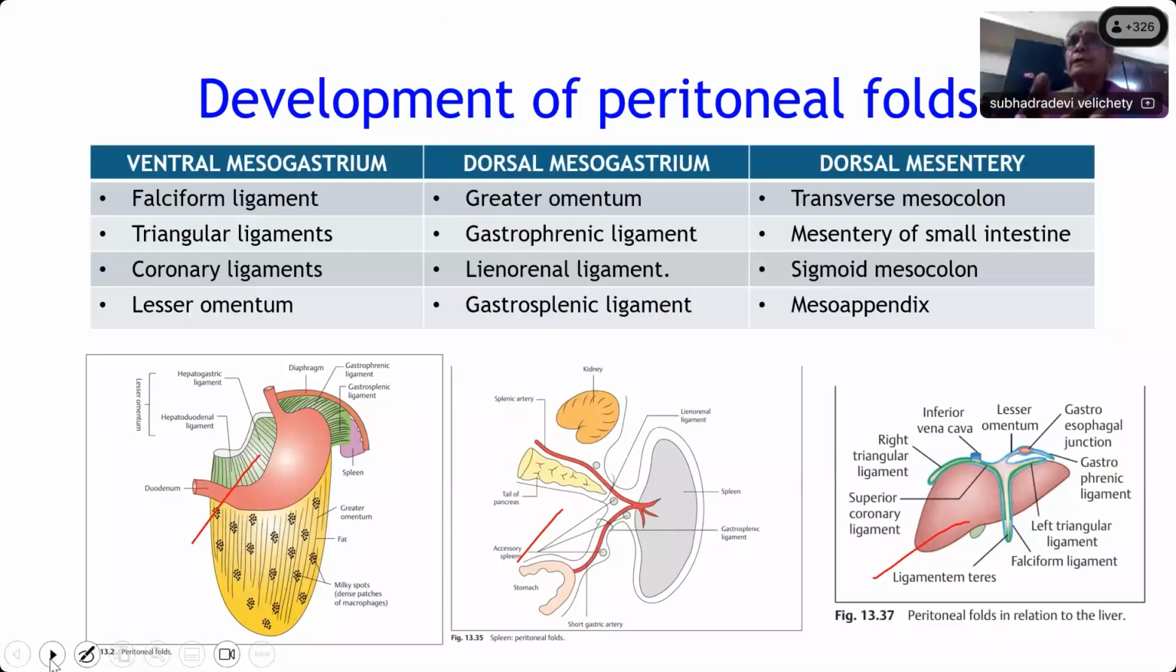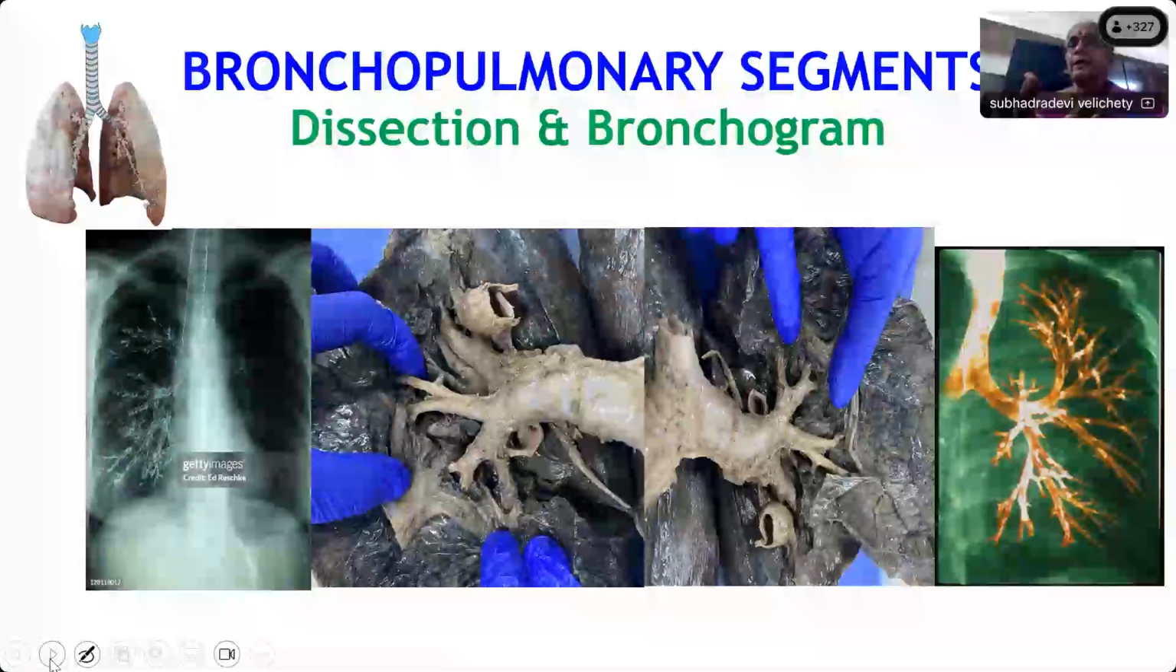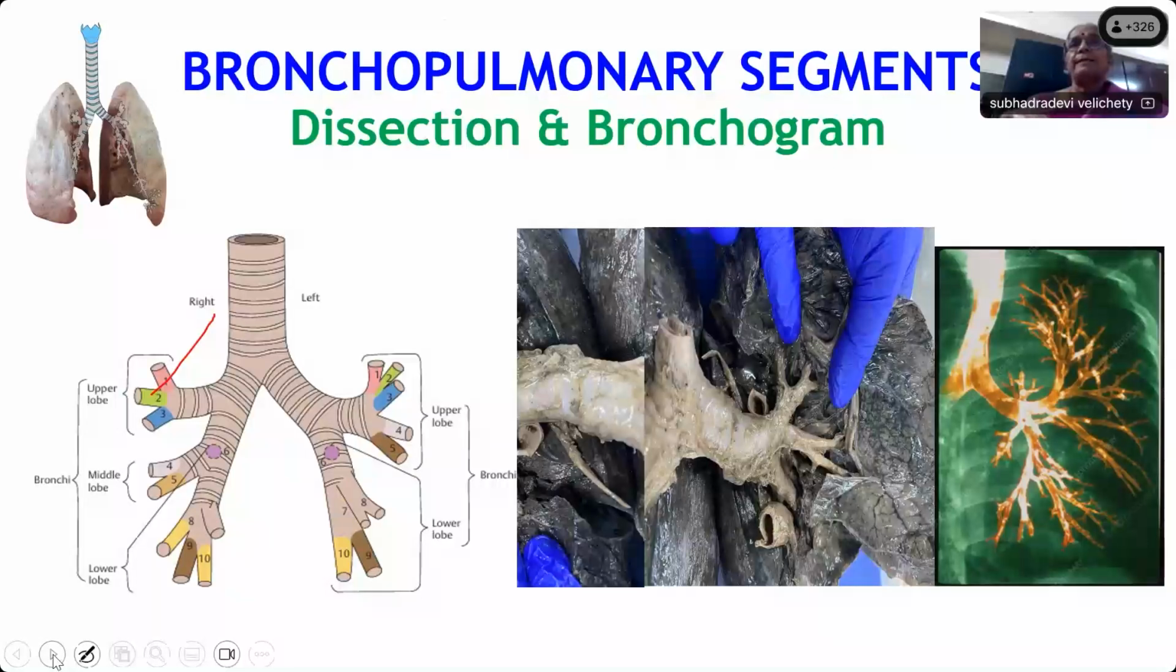Then if you are seeing the bronchopulmonary segments in the dissection, if they do a beautiful dissection, they can show the segments. Otherwise we will be giving you a bronchogram and how to identify the bronchopulmonary segments. This is one exercise you should practice, and this is the diagram all of you should practice. Okay, how to draw that one.